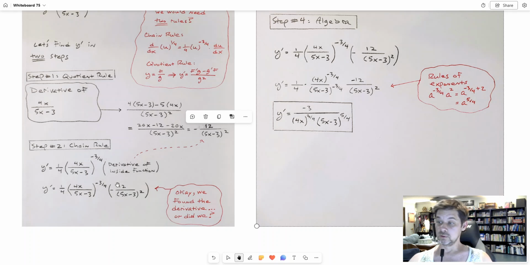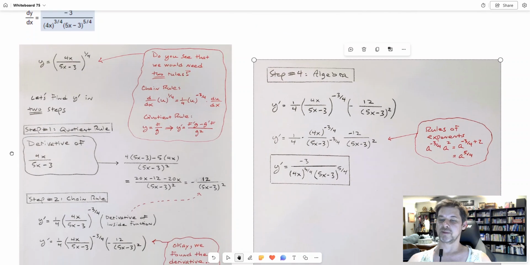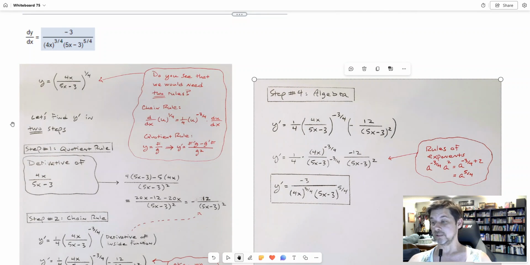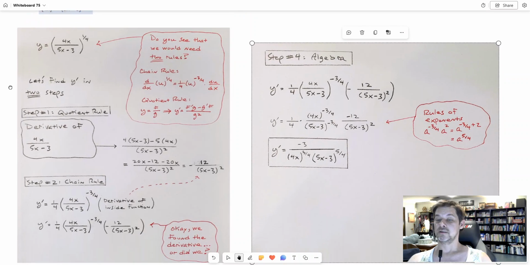I used the rules correctly, and I got something, all right? So I'd say, okay, we found the derivative, or did we? It looks kind of like that answer, but it doesn't look exactly like it. So what's the deal there?